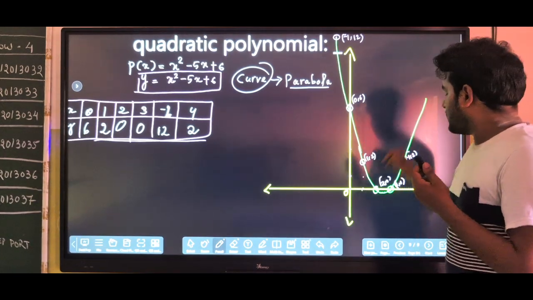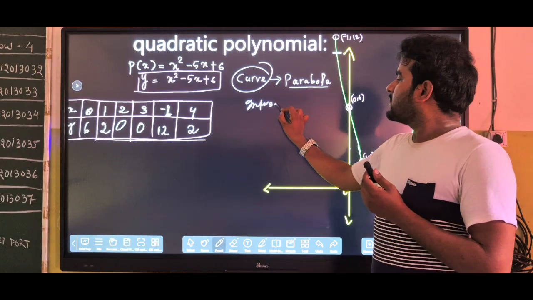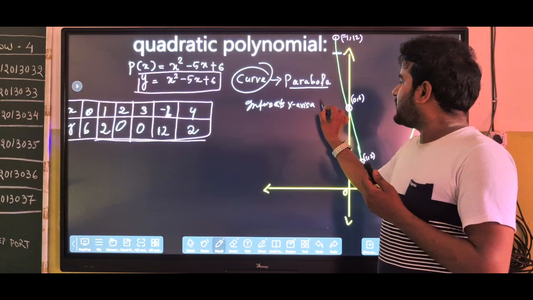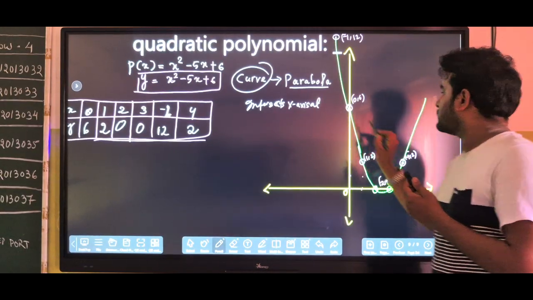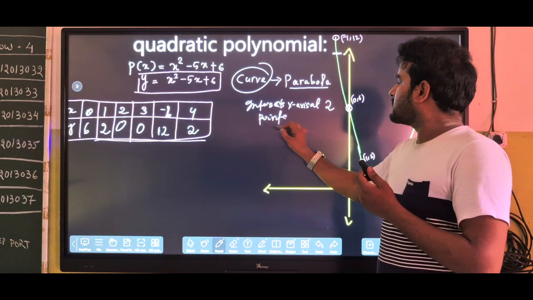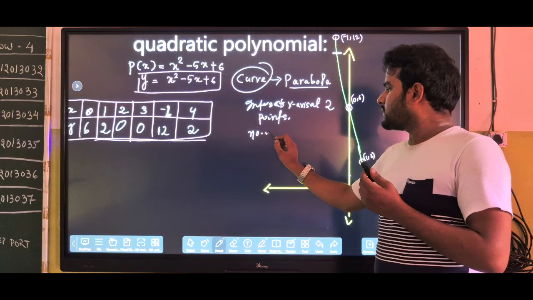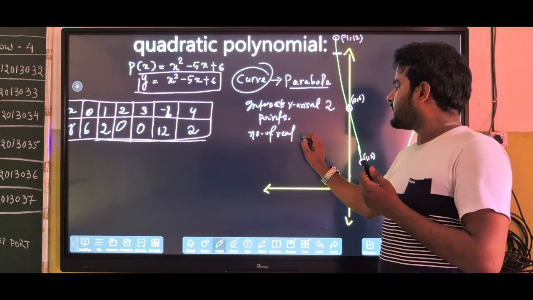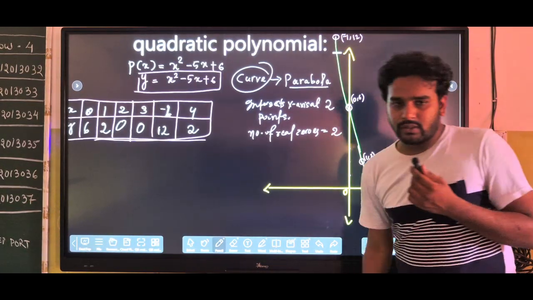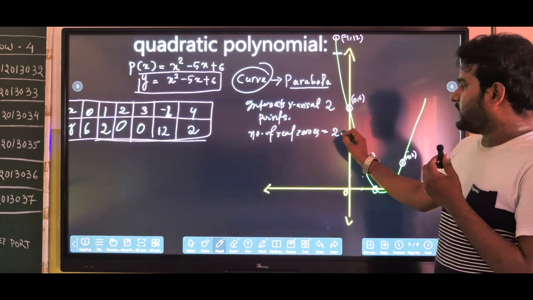So at how many points does it intersect the x-axis? 1, 2. At 2 points. So as per the previous concept, the number of real zeros is 2. I have already told you the number of points of intersection is equal to the number of real zeros. So the number of real zeros is 2.